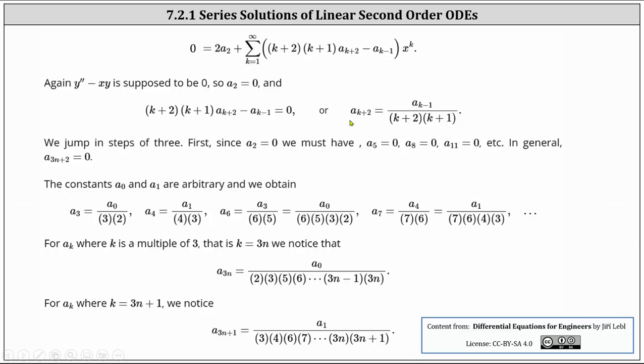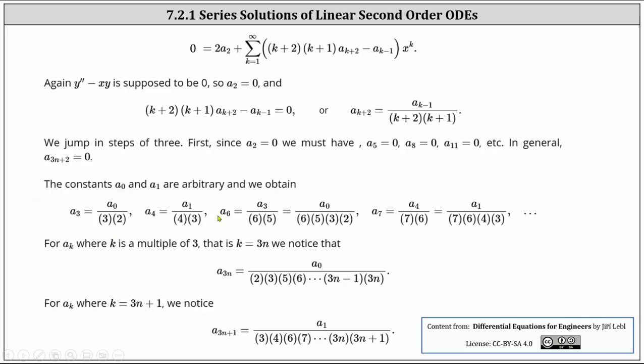So if we go to find a sub 3, notice k is equal to 1. This indicates a sub 3 is equal to a sub 0 divided by the product of 3 and 2. To find a sub 4, notice k is equal to 2. A sub 4 is equal to a sub 1 divided by the product of 4 and 3. And we know a sub 5 is 0, so we'll go to a sub 6. We'll also write a sub 6 and the remaining terms in terms of a sub 0 or a sub 1.